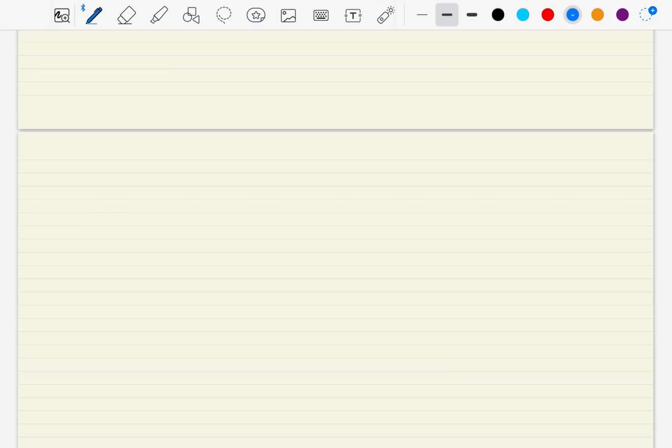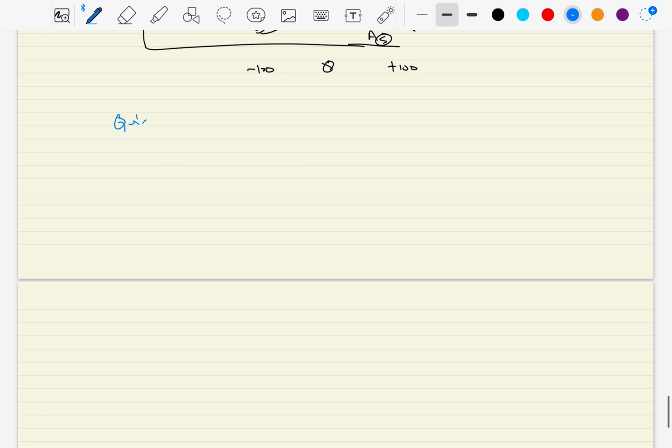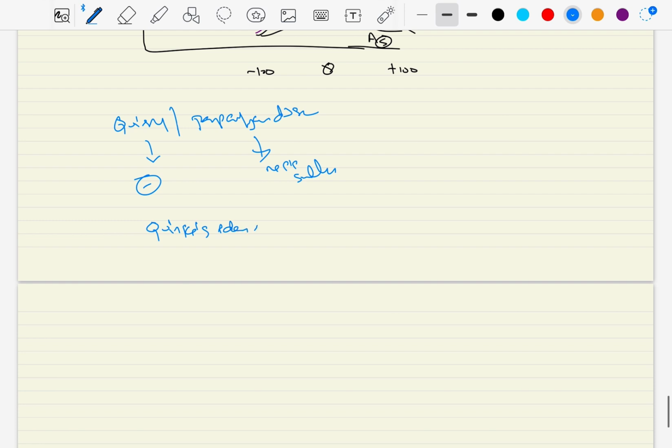Okay, next we can go for what topic? Epiglottis. You know the difference between quinsy and parapharyngeal abscess. In parapharyngeal abscess there will be neck swelling, here it is absent. Then it will be Quincke's edema, which is nothing but hereditary angioedema due to C1 esterase deficiency, a life-threatening condition.